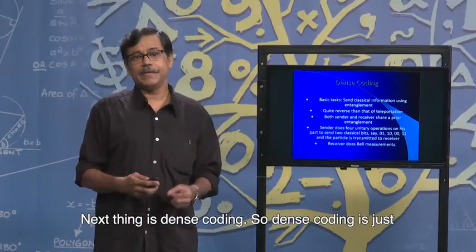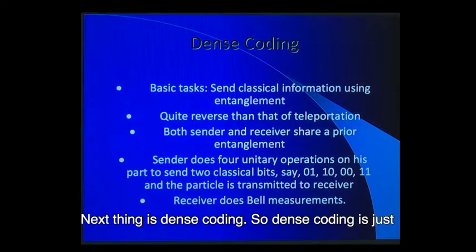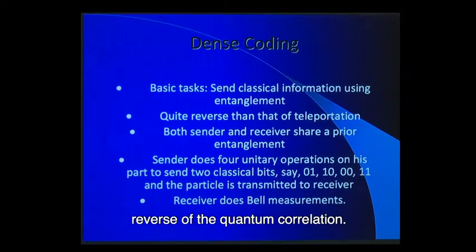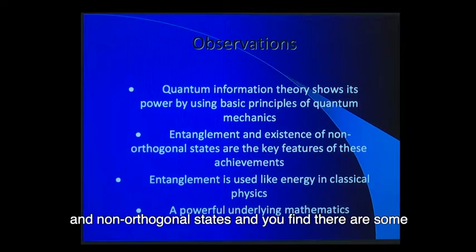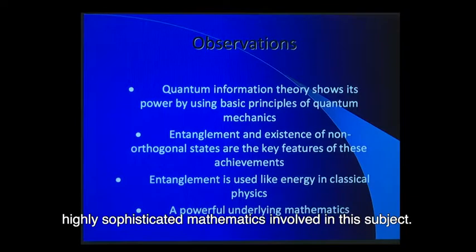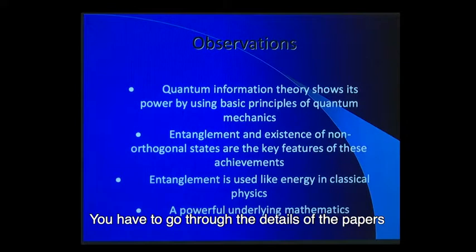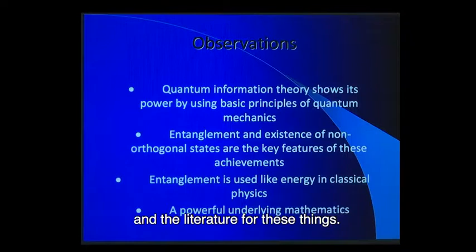Next thing is dense coding. Dense coding is just the reverse of the quantum correlation, and I have explained 4 examples. There are some observations: entanglement is the basic thing, along with non-orthogonal states, and you will find that highly sophisticated mathematics is involved in this subject. You have to go through the details of the papers and the literature.